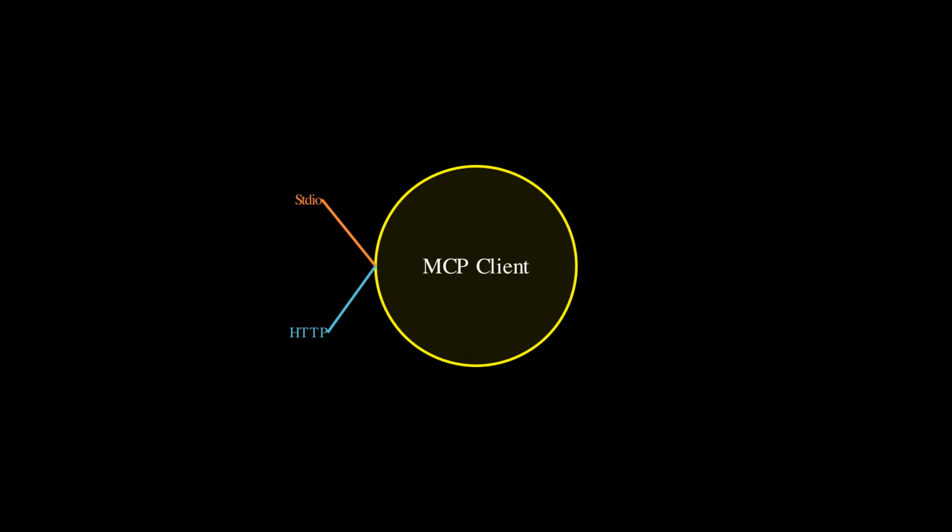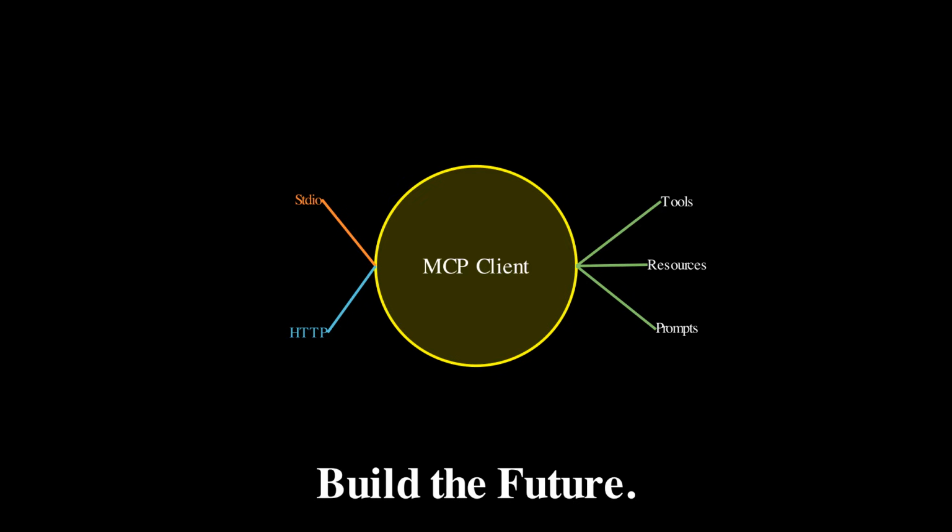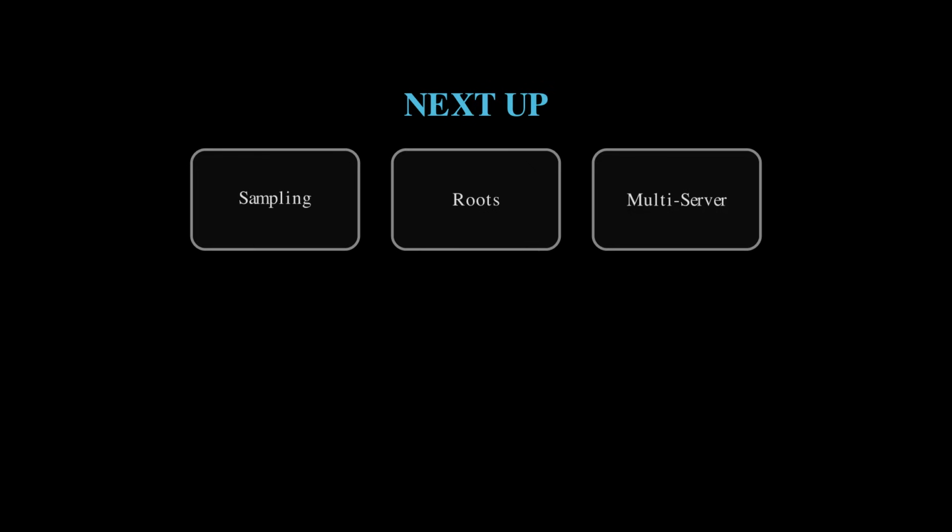To summarize, you have built a universal connector. You can speak to local processes via Stdio and cloud services via HTTP. You have mastered the three primitives: tools for action, resources for context, and prompts for guidance. You now possess the complete toolkit to build the next generation of AI agents. In the next video, we unlock the advanced tier. We will cover sampling, roots, and multi-server architectures.